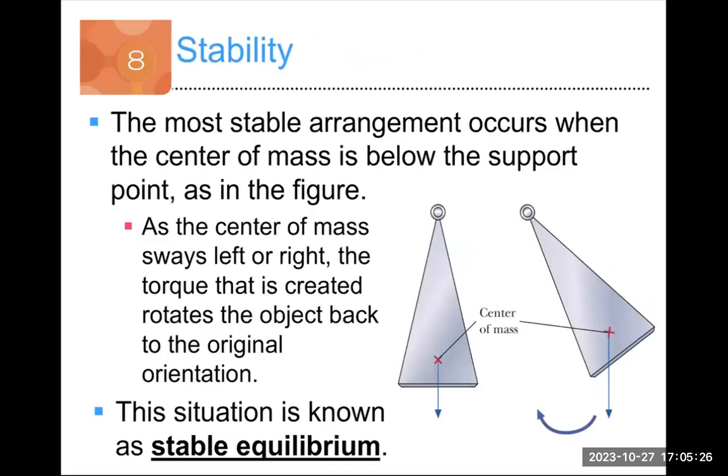Now, the most stable arrangement is going to be when your center of mass is below the support. So you can see in this picture, our center of mass, where it's located, indicated by the X, goes back and forth, okay? But it always returns to its original position. And that's a situation that's known as stable equilibrium.